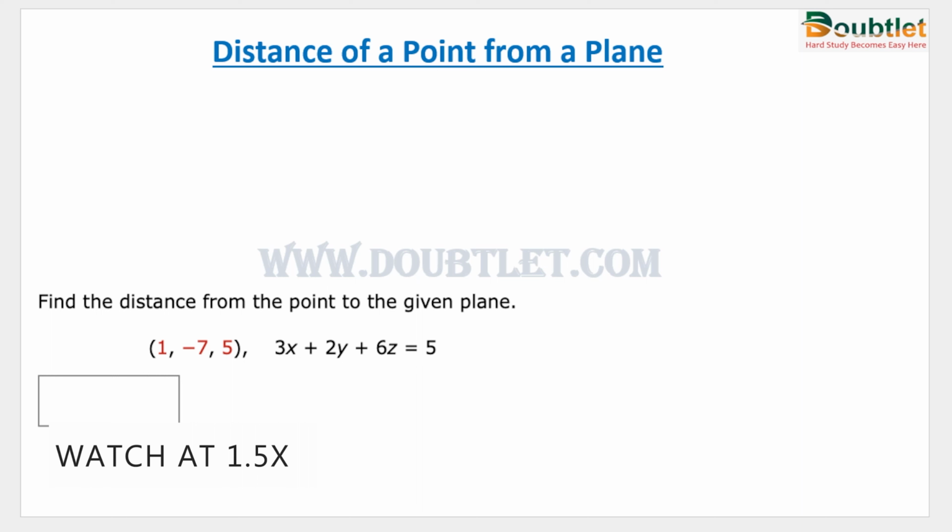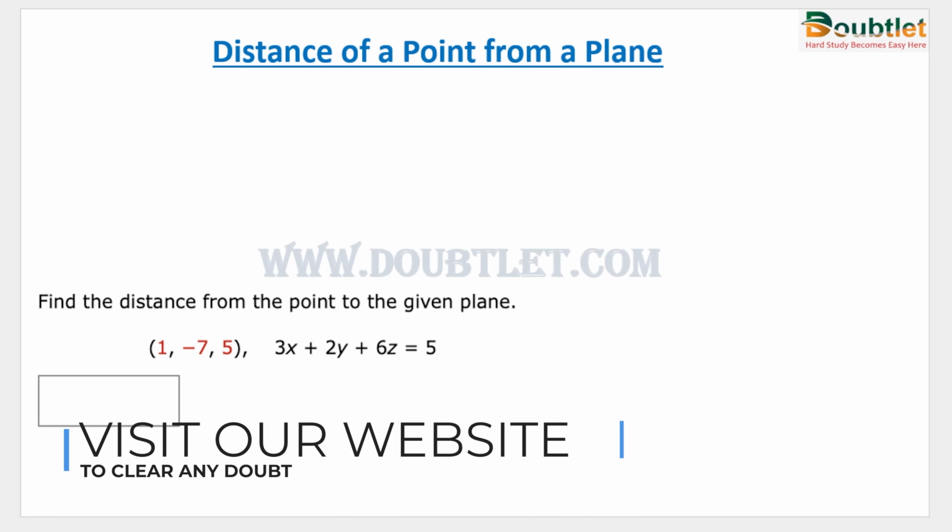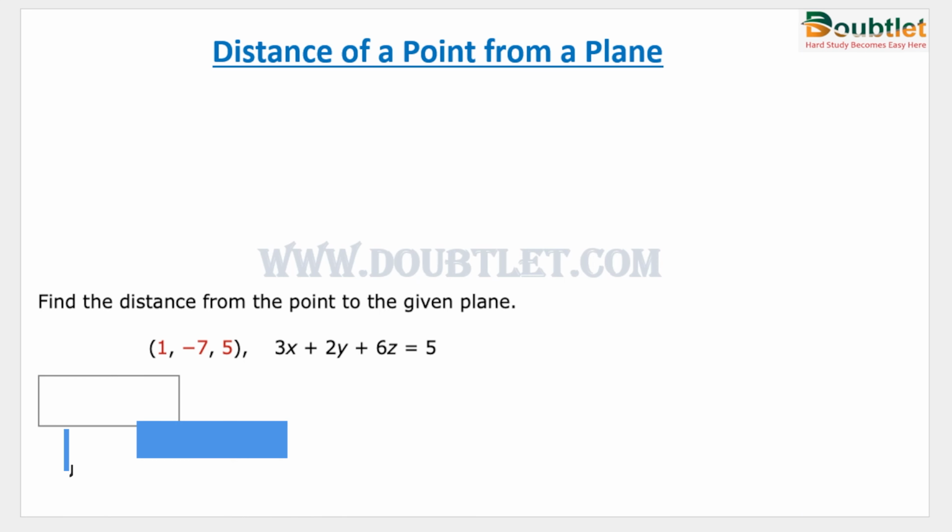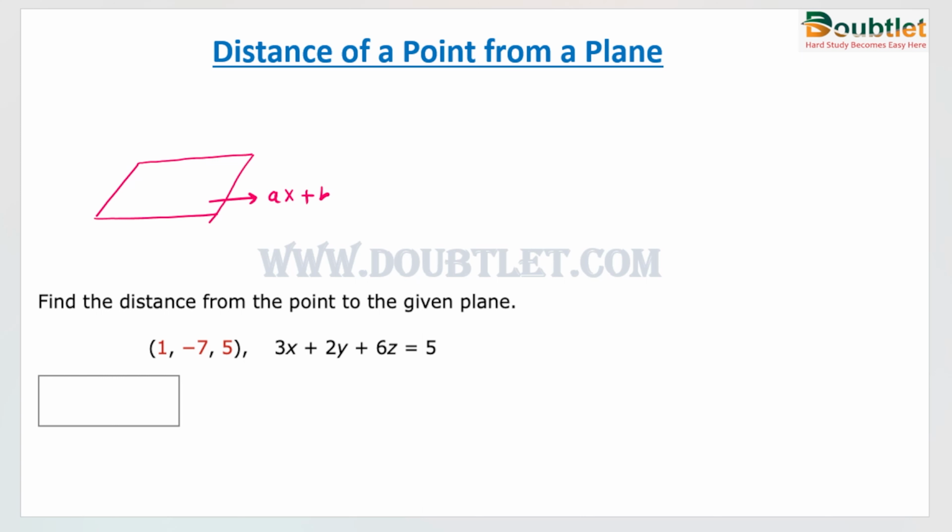So in this video, we will learn how to find the distance of any point in the 3D coordinate system from a plane. Plane here means it can be any plane in XYZ coordinates. So let's suppose this is the plane. The general equation of a plane is ax plus by plus cz plus d is equal to 0. Now we need to find the distance of this.